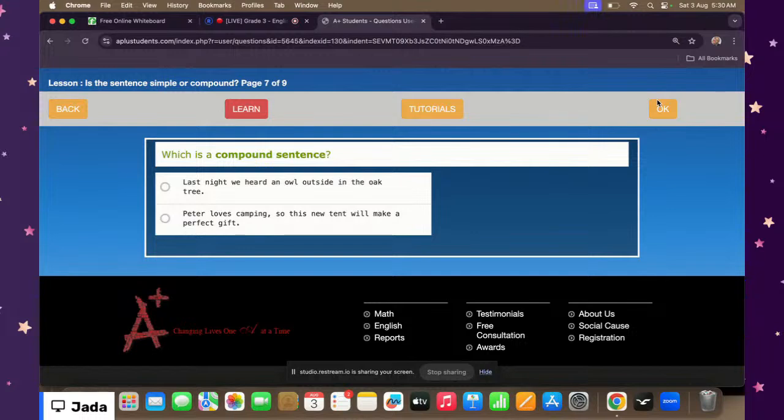Last night we heard an owl outside in the oak tree. Peter loves camping, so this new tent will make a perfect gift. What is the right answer here? Is it the first or the second one? Two. Okay.